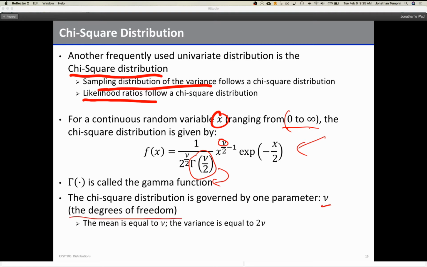In many cases, it's called the degrees of freedom. So if you remember using chi-squares in statistics before, you'd see a degrees of freedom underneath the chi-square in a subscript, and that's really the one parameter of the distribution. In this distribution, the mean of the chi-square is equal to the degrees of freedom, or nu. The variance is equal to 2 times that parameter, 2 times nu. They're always fixed.